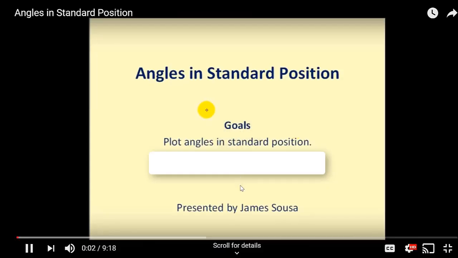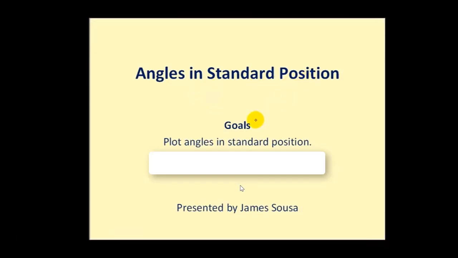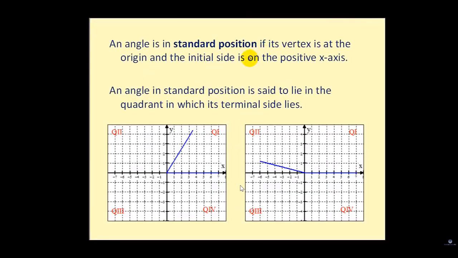Welcome to a presentation on angles in standard position. An angle is in standard position if its vertex is at the origin and the initial side is on the positive x-axis. So here we have two angles in standard position because the vertex is at the origin and the initial side of the angle is along the positive x-axis.